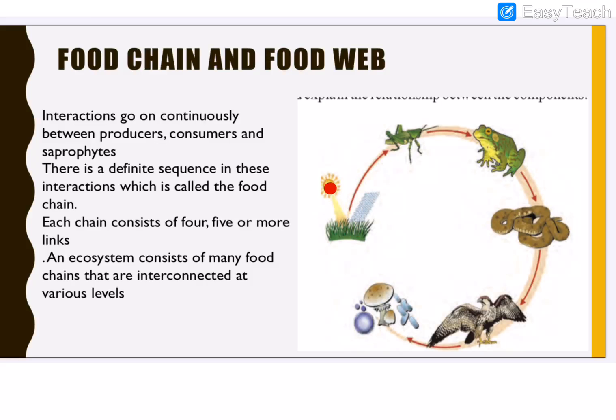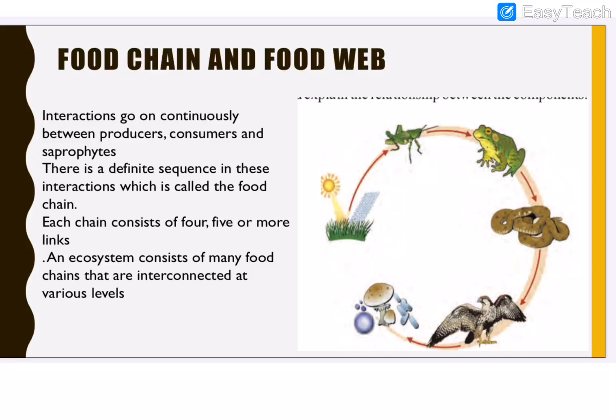Plants get energy from sunlight, and plants are consumed by a grasshopper. Grasshopper is consumed by a frog. Frog is consumed by a snake, and snake is consumed by an eagle, and when the eagle dies, it is decomposed by microorganisms or saprophytes. So this is a cyclic chain.